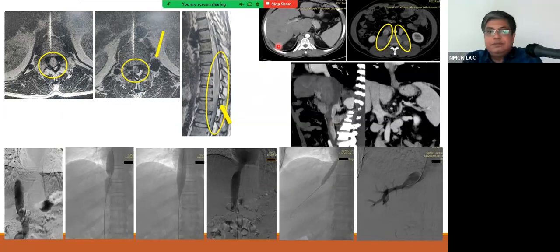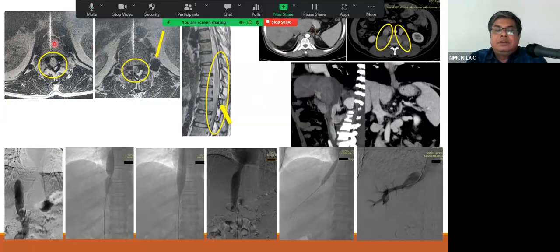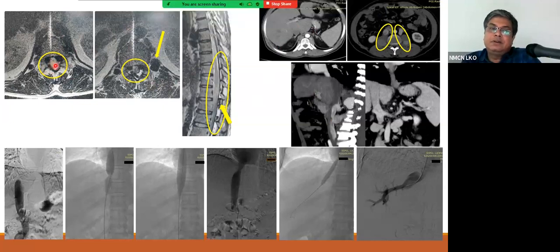So we took up this patient for endovascular recanalization management. Here on these axial T2 MRI images, we can see expanded cord in the lower dorsal region with adjoining flow voids. These are epidural veins, dilated epidural collaterals.